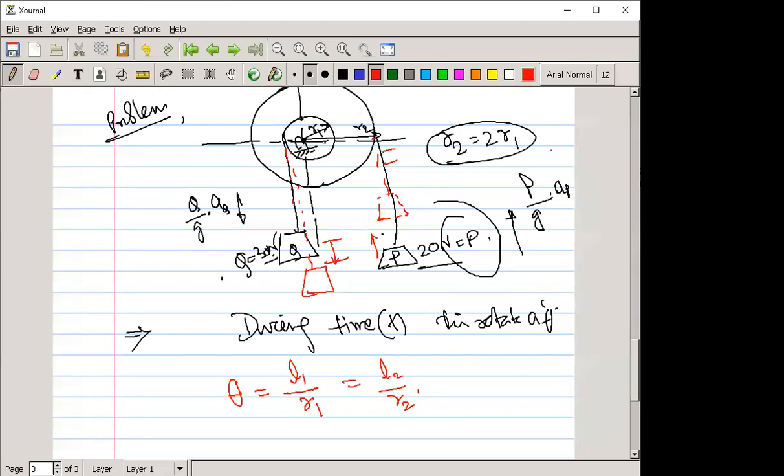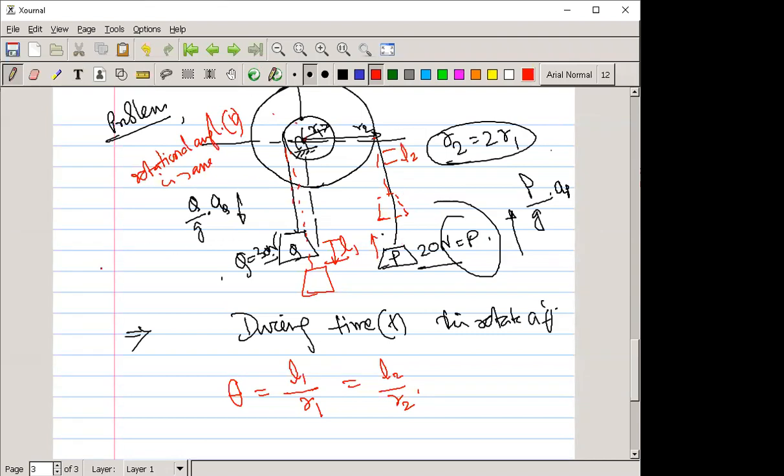See, both the pulleys are in the same position. So whatever they rotate, they rotate the same amount, theta. Their rotational angle, theta, is the same, because both are connected. But the problem is the length. So their lengths should be different. If we consider this one as L1 and this as L2, they should be different.